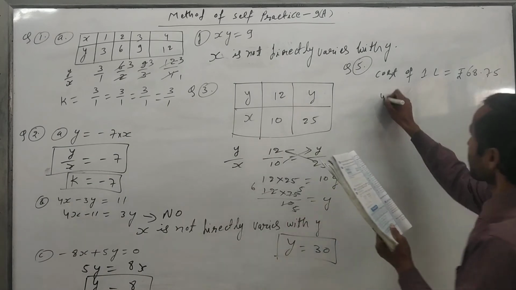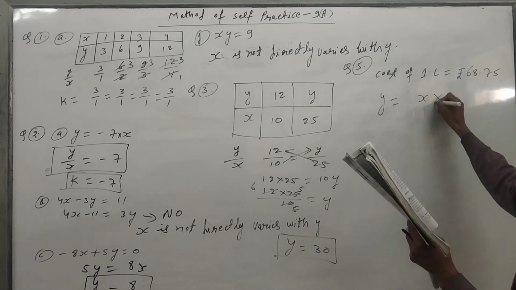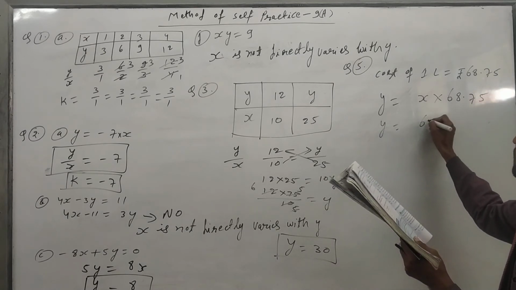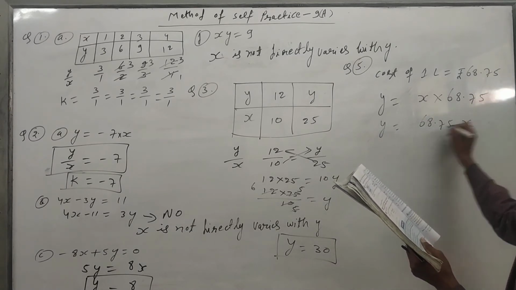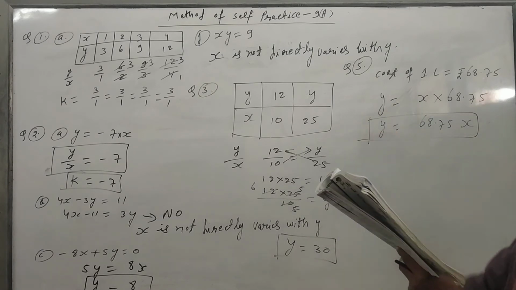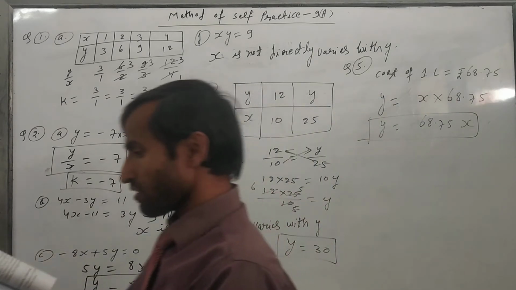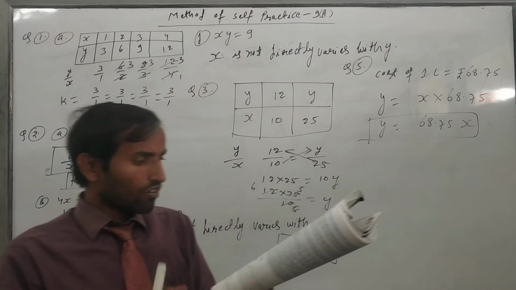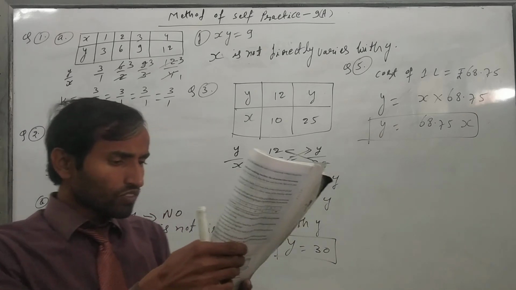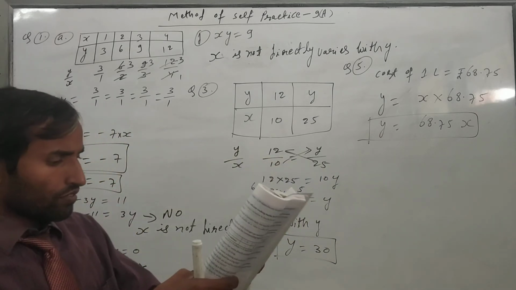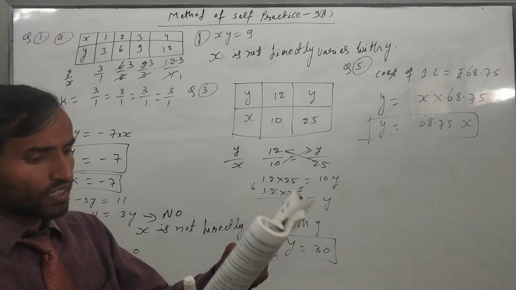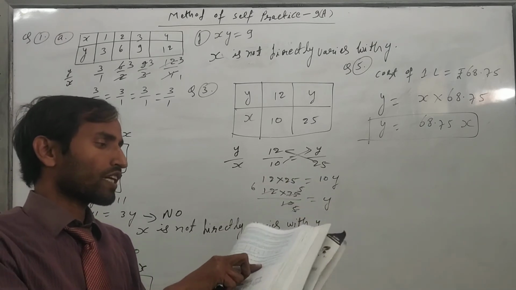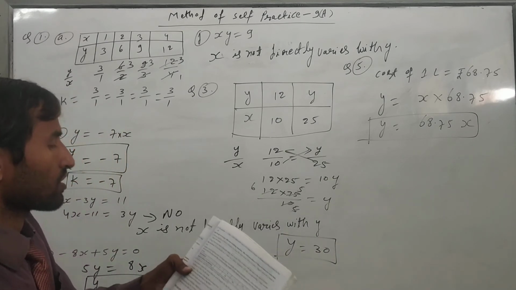So y is equal to x into 68.75. So y is equal to 68.75 into x. This is the expression, the constant direct variation equation. Now question number 6, just try yourself. In this question also you have to check which one is directly varying and which one is not. So just try yourself question number 6.